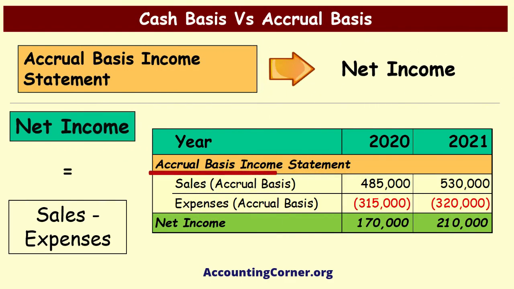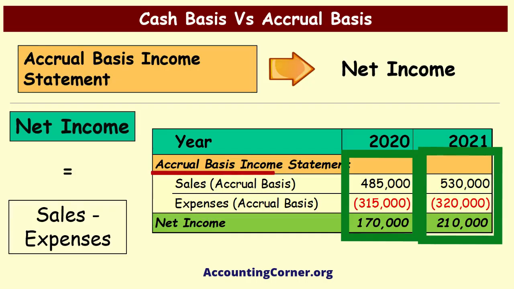Here we calculate net income under the accrual basis. In 2020, sales earned were $485,000, and expenses incurred were $315,000, resulting in a net income of $170,000. In 2021, sales earned increased to $530,000, with expenses of $320,000, giving a net income of $210,000. These figures reflect the company's true performance, because both revenues and expenses are matched to the periods they relate to, not when cash changes hands.